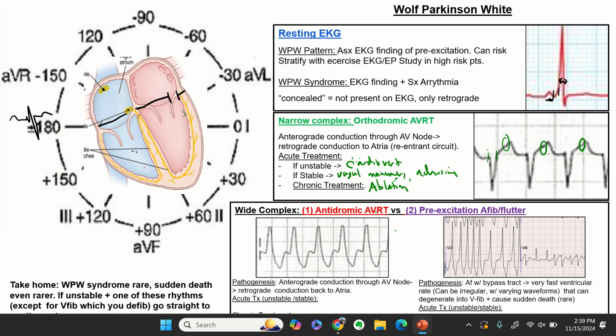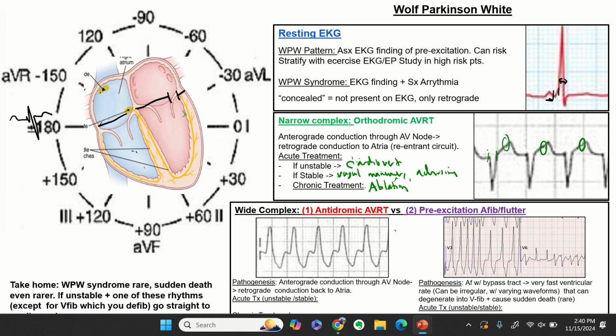Remember, it goes down the normal pathway through the AV node, with normal conduction down the His-Purkinje system, so it creates a narrow complex, back up to the atria, and subsequently creates a re-entrant loop. If unstable, cardiovert; if stable, you may want to use adenosine. Here are your harder ones. Let's go to antidromic AVRT and pre-excitation, AFib, and aflutter.